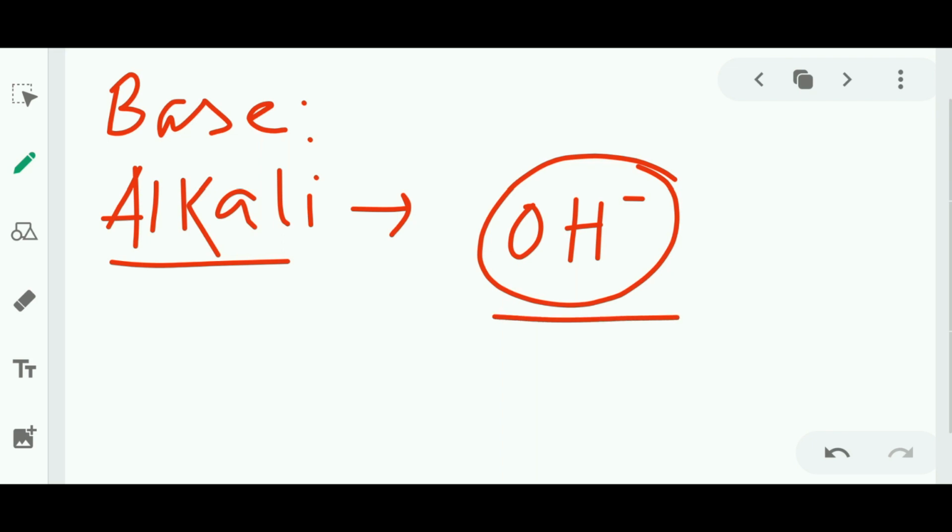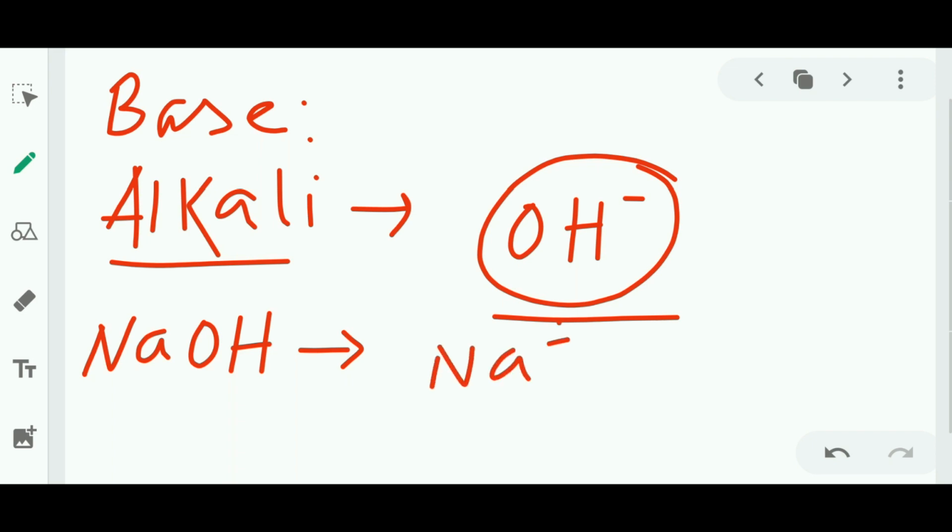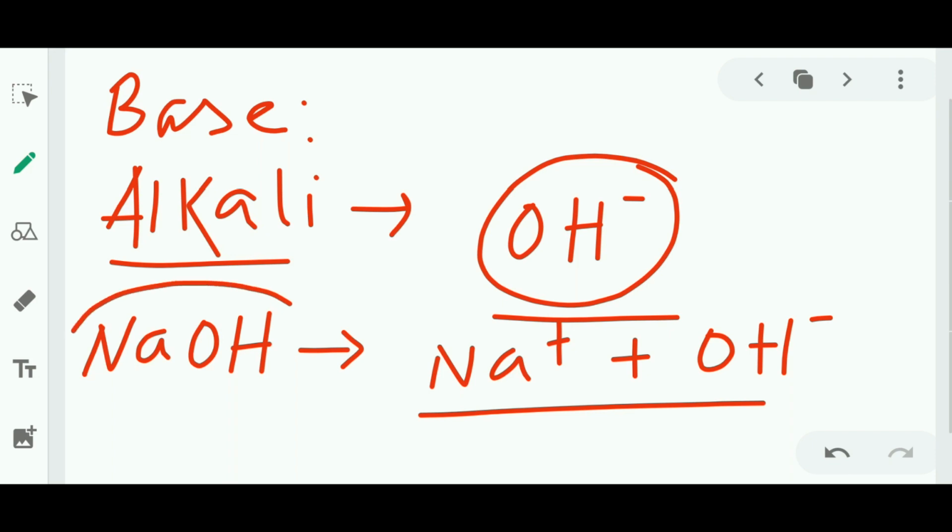Like NaOH. NaOH is an alkali. It dissociates in water into two ions, Na plus ion and OH minus ion. So whenever NaOH dissolves in water, it dissociates to form Na plus ion and OH minus ion. So this is an example of a base.